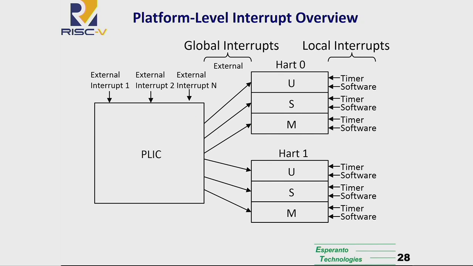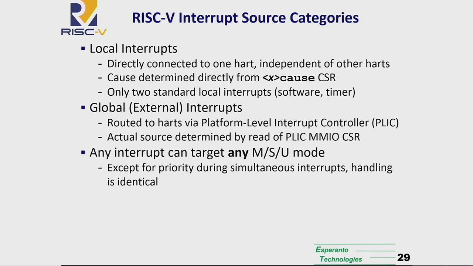This is sort of the concept picture of interrupts and traps. You have interrupts come in, they get handled by the platform level interrupt controller and sent to each of the harts. Each hart has local interrupts, the software and timer interrupts. Local interrupts are directly connected to harts. They don't affect other harts, and their cause is stored in the xcause register. There are only two standard local interrupts, as I said, timer and software.